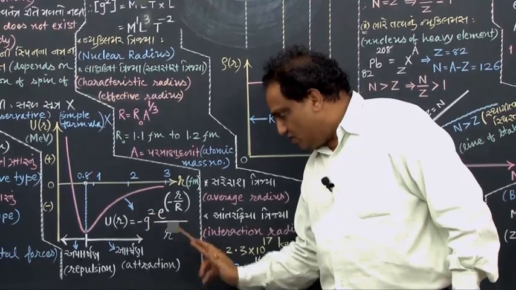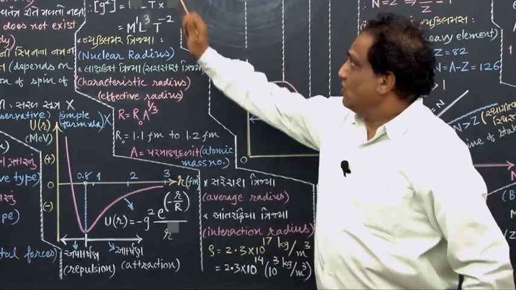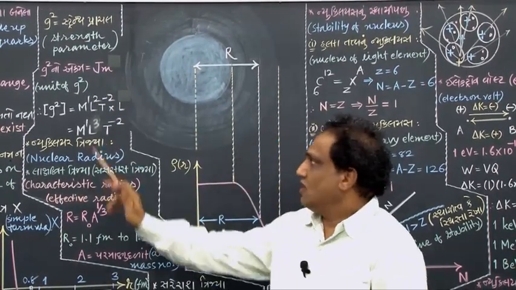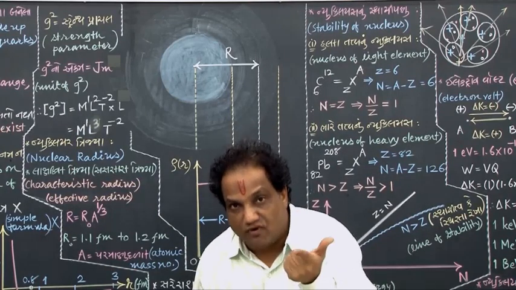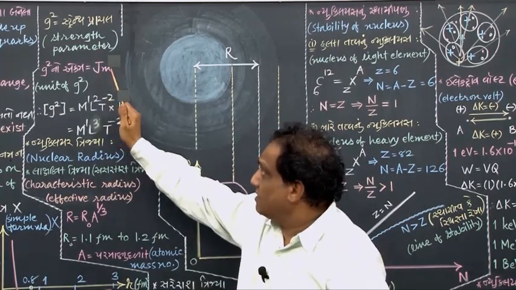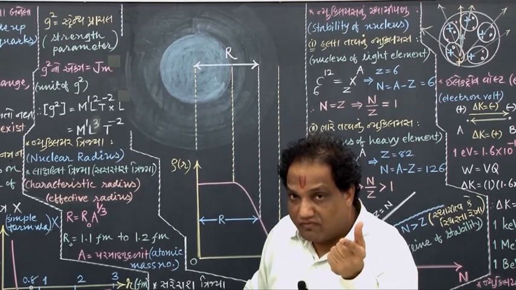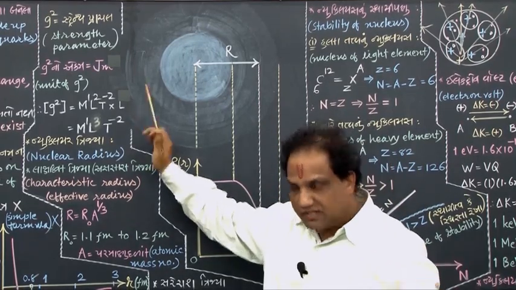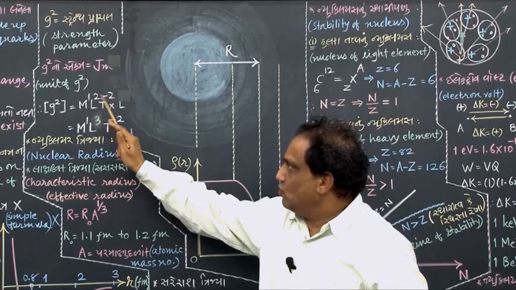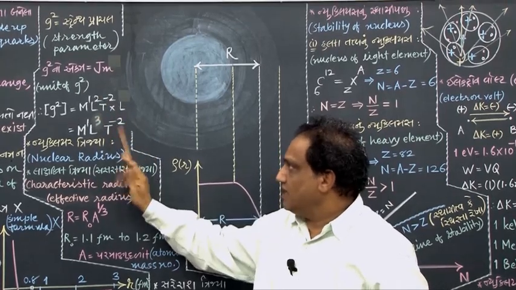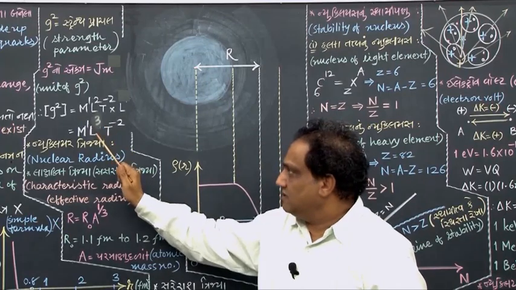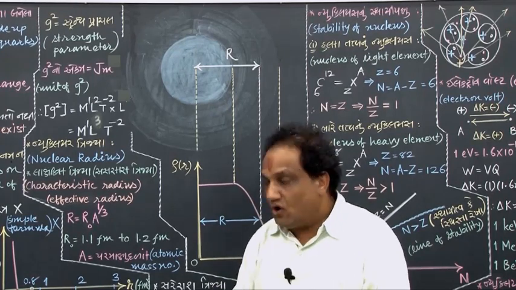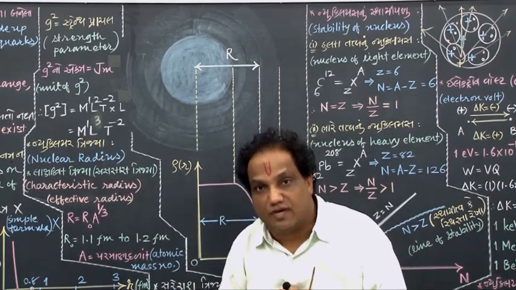So it is energy into distance. Unit of energy is joule, unit of distance is meters. Correct? Fine. What about dimensional formula? Dimensional formula of g square would be that of work multiplied by distance. For work, the dimensional formula is M raised to 1, L raised to 2, T raised to minus 2, into distance, so L. Now M raised to 1, L raised to 2 plus 1, that is 3, T raised to minus 2. M raised to 1, L raised to 3, T raised to minus 2 is the dimensional formula for strength parameter, that is g square. Correct?